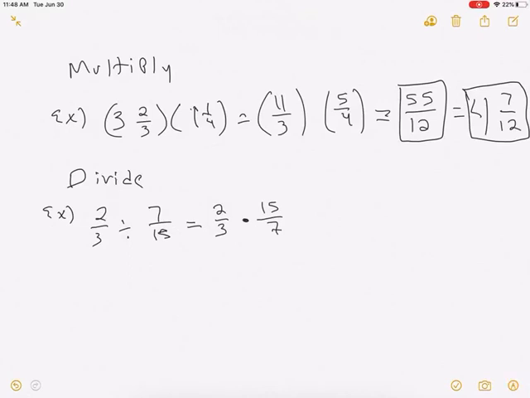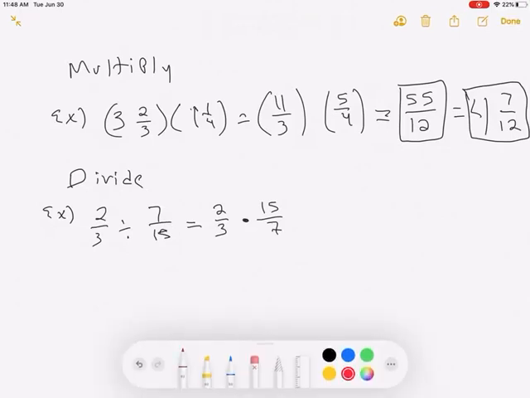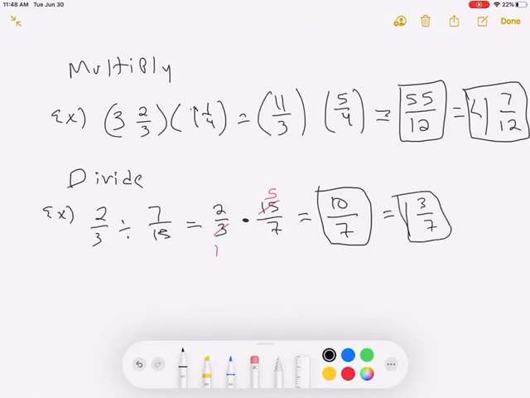But the thing that I notice here is that the 3 and the 15 can be reduced. So how many 3's go into 3? How many 3's go into 15? They reduce by the same common factor. Once we reduce it, we do 2 times 5, which is 10. 1 times 7 is 7. Again, this is a perfectly good answer, except that if we want it as a mixed number, we go this way. How many 7's go into 10? 1. There's 3 remaining over 7. 1 and 3/7.